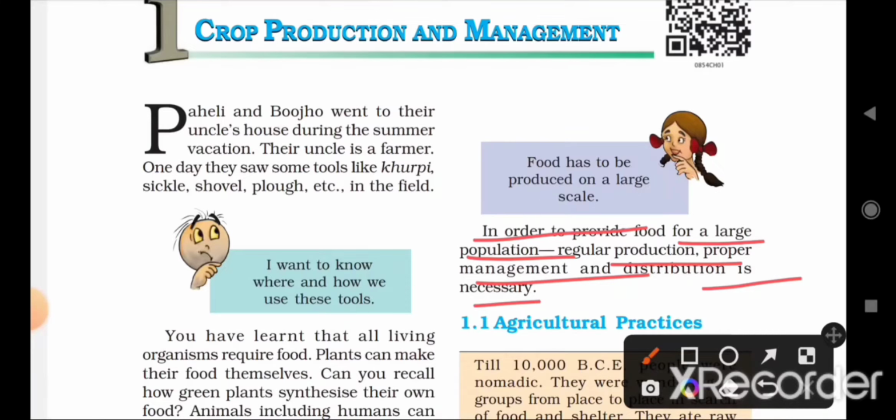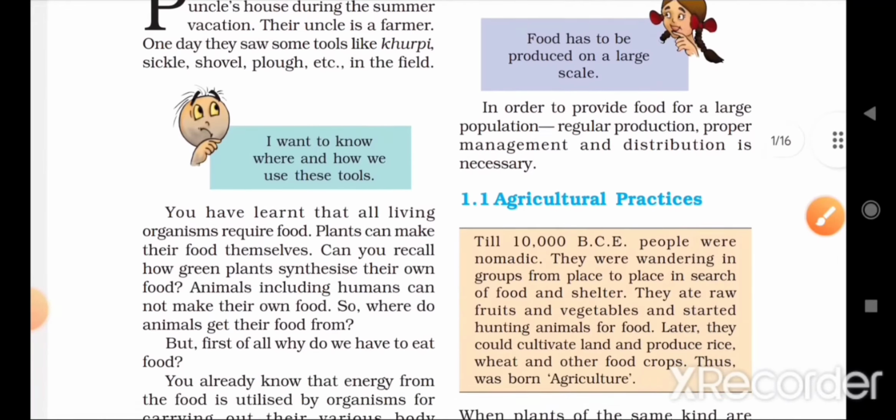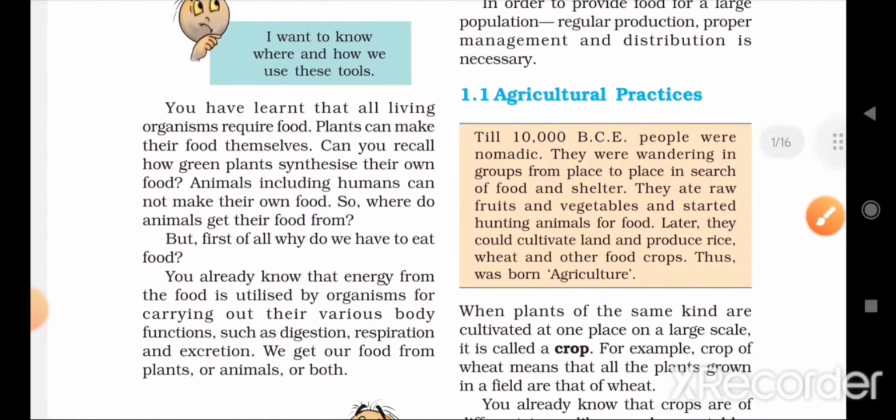The main problem is how we produce that much crop, how it is protected, and how it is transported to different parts of our country. That is the main problem, how we solve it, and how we can prevent the loss of grains. All these problems are addressed in this chapter.